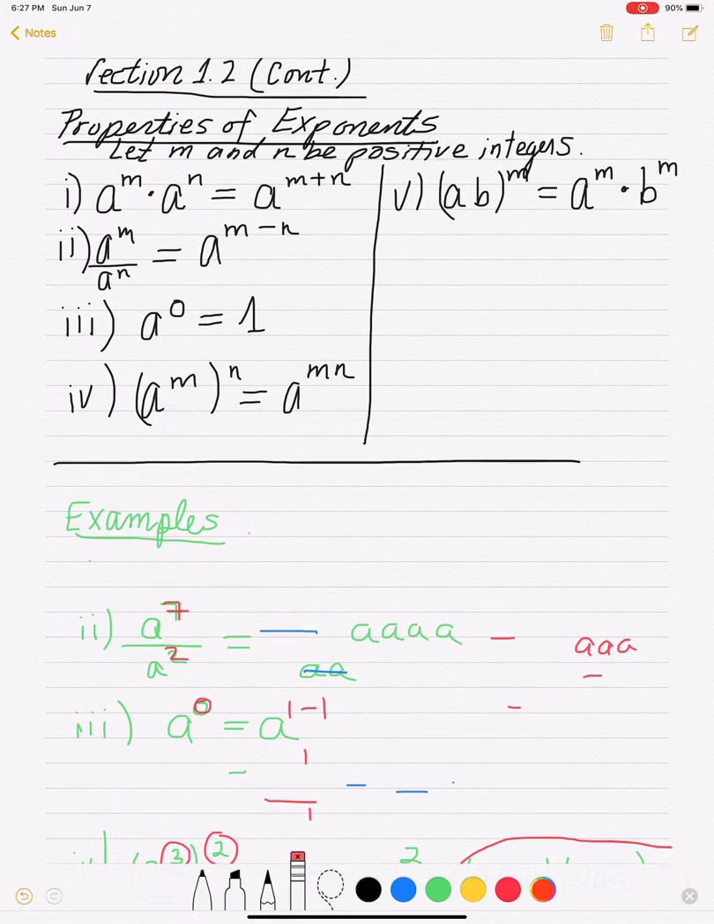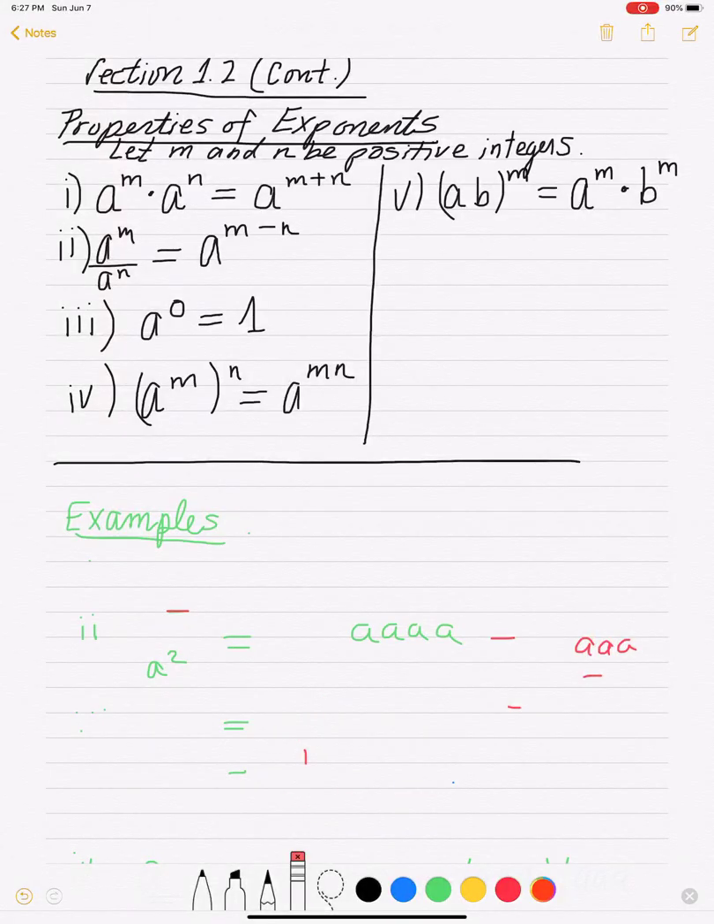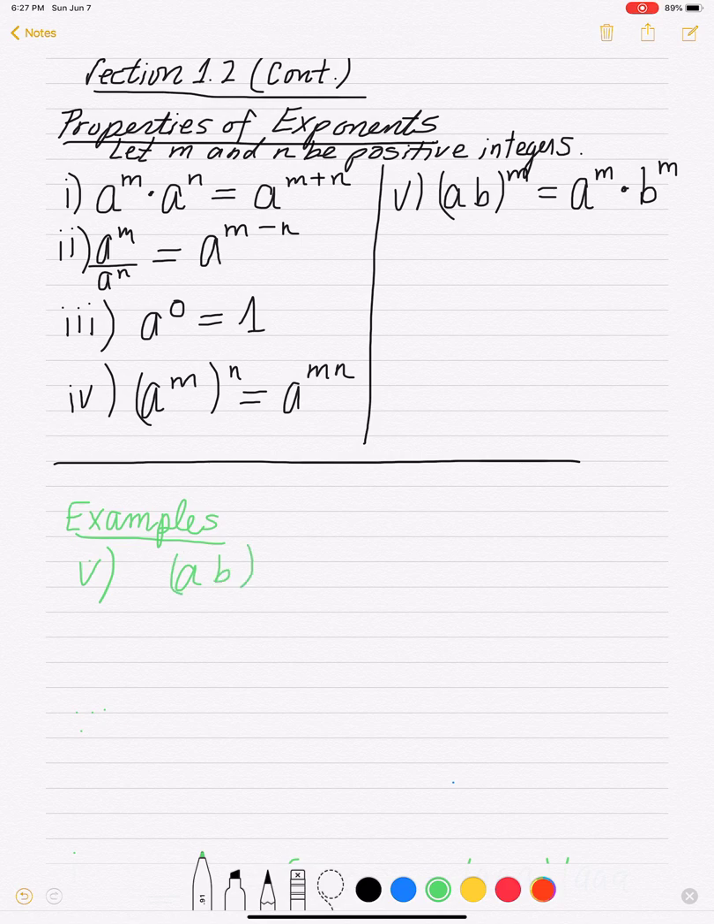I'm going to show you how this works. Why am I allowed to distribute exponents over top of multiplication of 2 components? So number 5, let me do a little example here. Let's say I got ab to the 3rd power, right? What does this mean? This means I have ab, ab, ab, right? It means I have triple ABs. So it's 3 copies of AB.